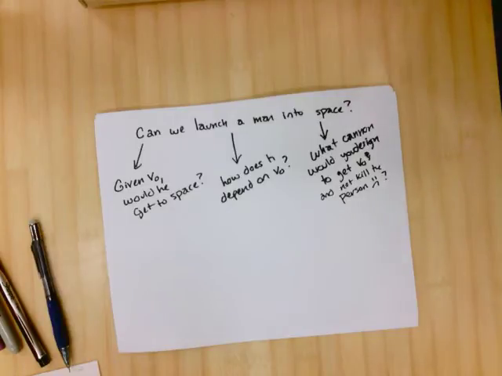Well, figuring out what cannon design we need to accomplish something seems to depend on what we're trying to accomplish. So I think we probably don't want to start with the cannon design. We're probably going to have to look at the velocity and the altitude first.